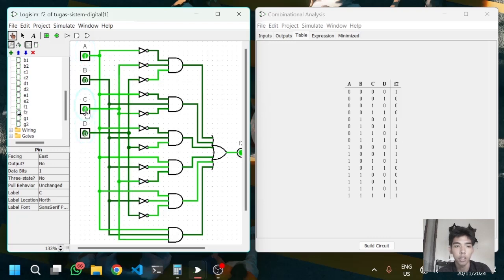8, 9, 10, 11, 12, 13, 14. This is 15. Oh my god. Yeah, 15 is 1, so yes, this is correct. Okay, it's a big circuit, I know. But let's move on to G1.